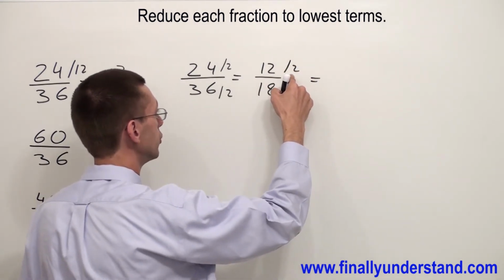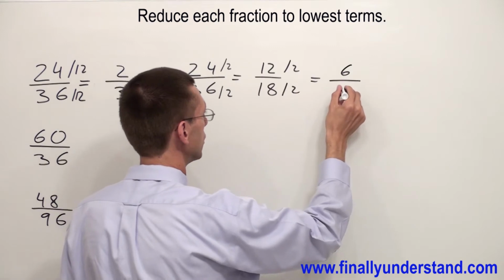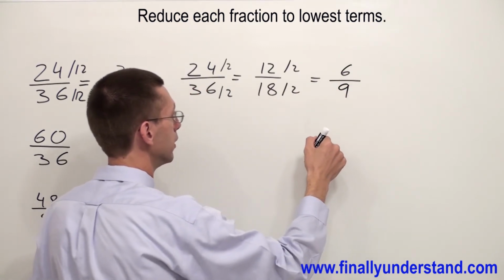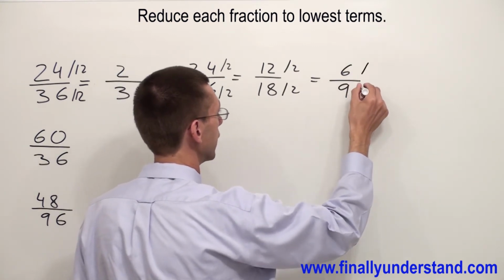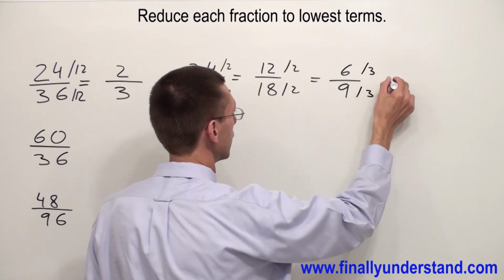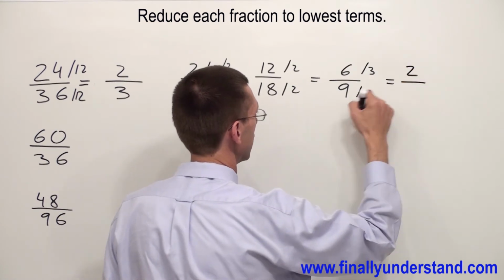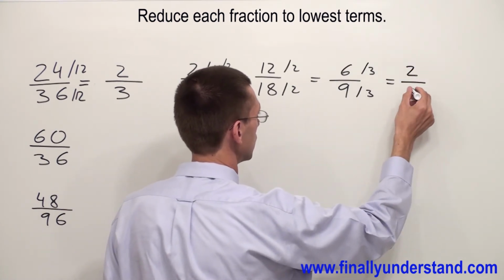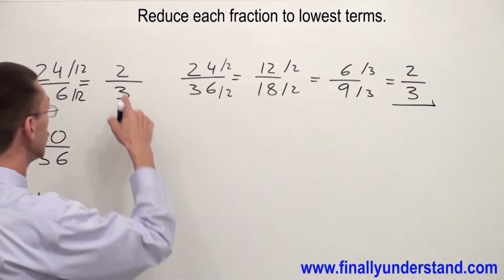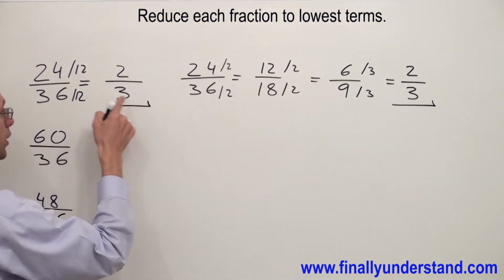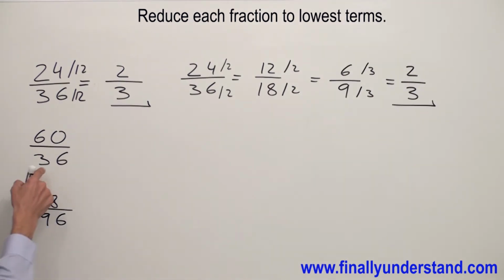12 divided by 2 is 6. 18 divided by 2 is 9. Okay? Now, I got 6 and 9. Both of them are divisible by 3. 6 divided by 3 is 2, and 9 divided by 3 is 3. I got 2 over 3, and I got also 2 over 3. As you can see, no matter what way you are going to do, your answer has to be always the same.